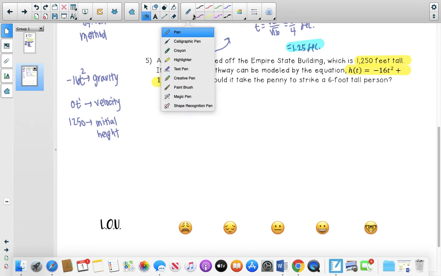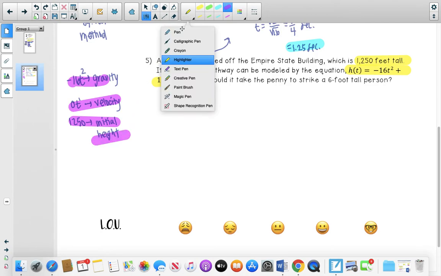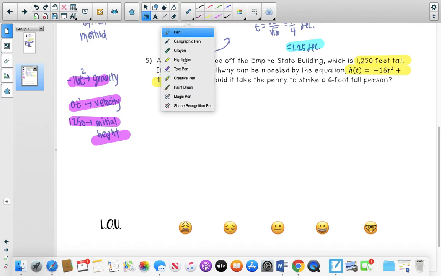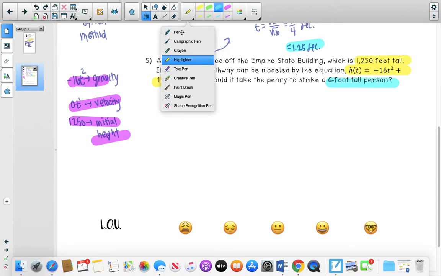I would really, really, really like for you to understand that, because that would be so awesome. And Mrs. Tidd would be impressed in physics if you ever have her there. Okay, so it's saying, how long would it take for the penny to strike a 6-foot tall person? First off, if a penny is dropping 1,250 feet, that is going to hurt.